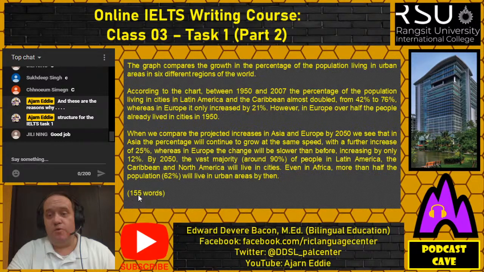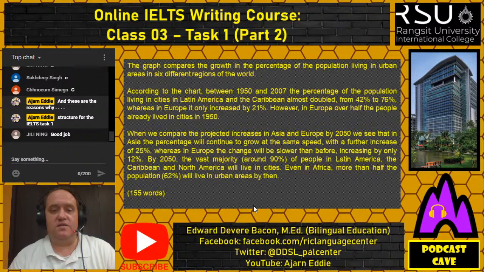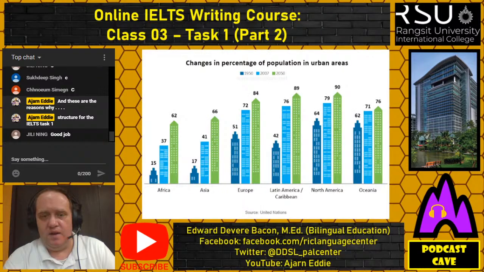So let's read the first body paragraph. It says, according to the chart, between 1950 and 2007, the percentage of the world population living in cities in Latin America and the Caribbean almost doubled, from 42% to 76%, whereas in Europe it only increased 21%. However, in Europe, over half the people already lived in cities in 1950. Okay, so this one, it looks like they're talking about Latin America and the Caribbean and Europe. So it looks like they're just comparing these two. Okay, and then next paragraph.